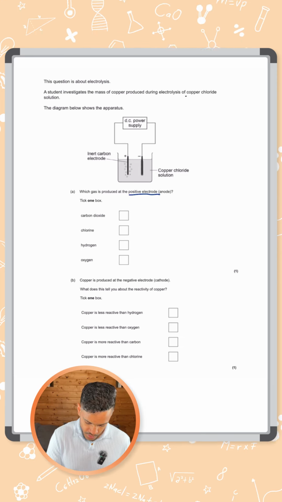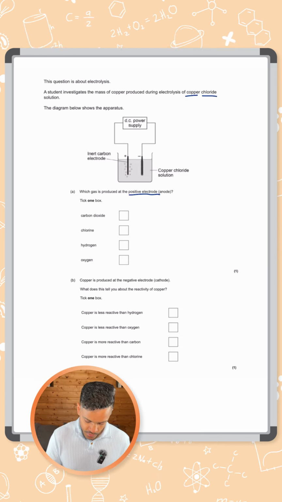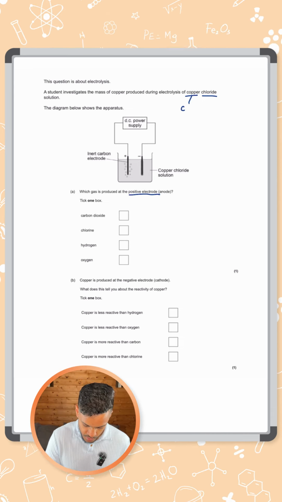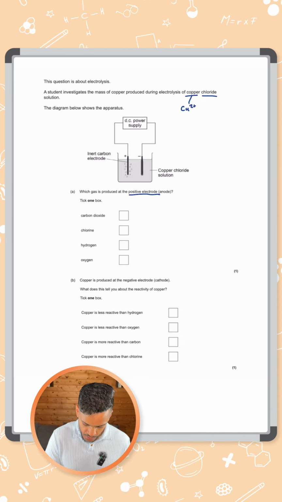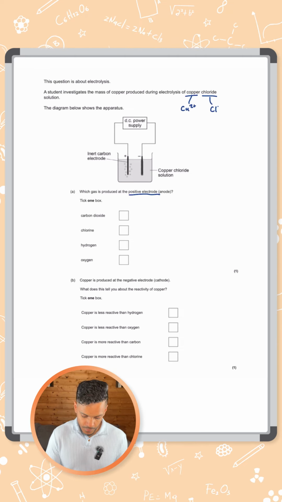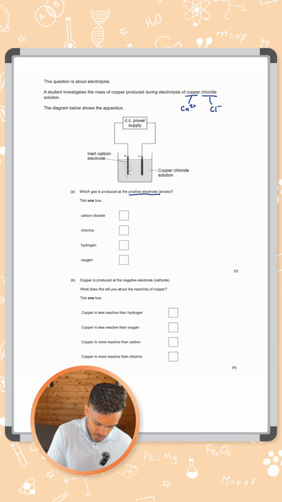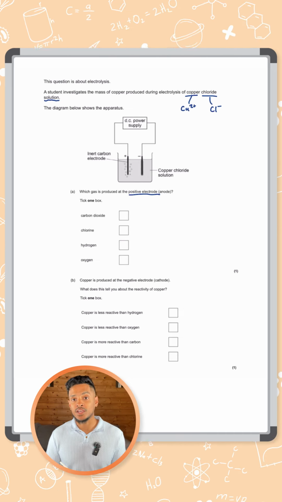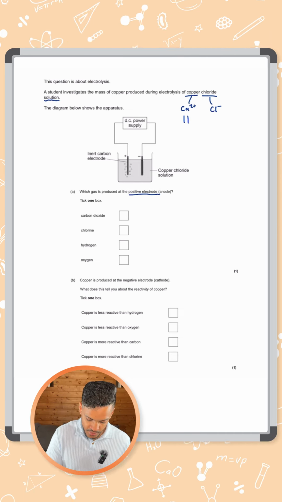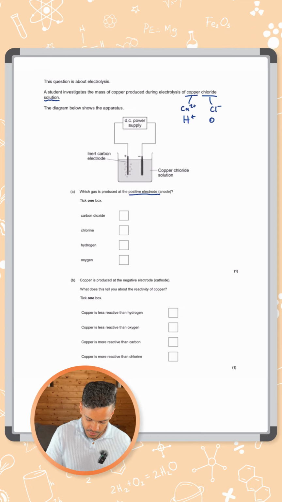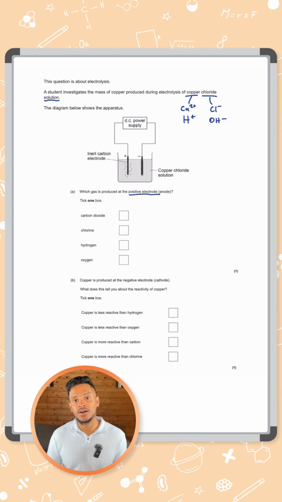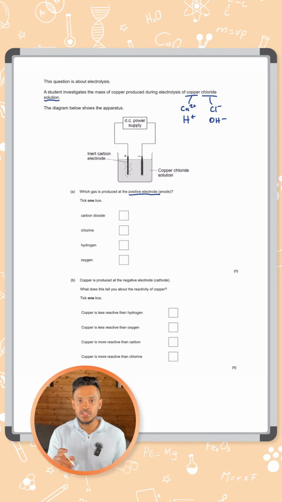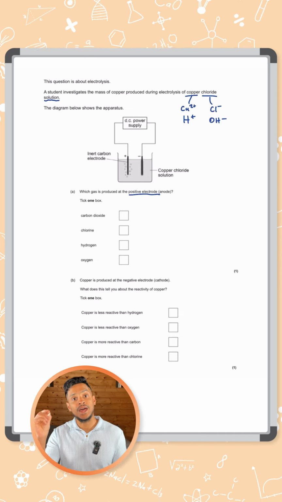So because we're dealing with copper chloride, we're dealing with two types of ions: copper ions, Cu2+, and chloride ions, Cl-. But because this is a solution, it means we also have the ions which are in water. So that's H+ ions and OH- ions. The question is specifically asking about the positive electrode, the anode. So which of these ions will go to the anode?